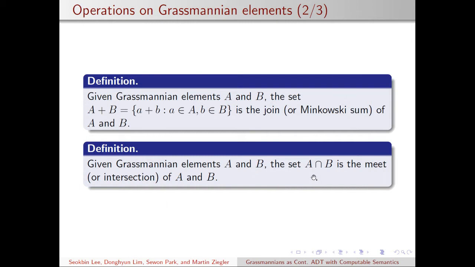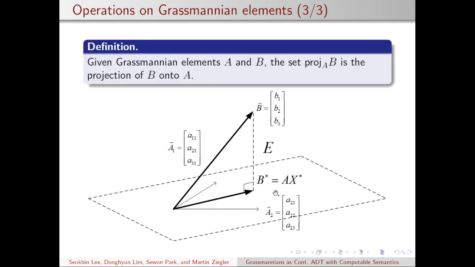And given Grassmannian elements A and B, this set is the join, or the Minkowski sum, and this is the intersection set, where this intersection is the set theoretical intersection of two spaces A and B. Right, and finally we define the projection as follows, and this is a diagram to indicate how we will be defining this. Suppose we have two elements A and B. This plane represents the space A, and this vector represents an element of this Grassmannian B, and this set will be the set of all vectors which have been projected onto this space A. So this vector is the projection of this vector onto this plane. This set will be a subspace of this ambient space A, and it will consist of all the projected vectors of B onto this space A.